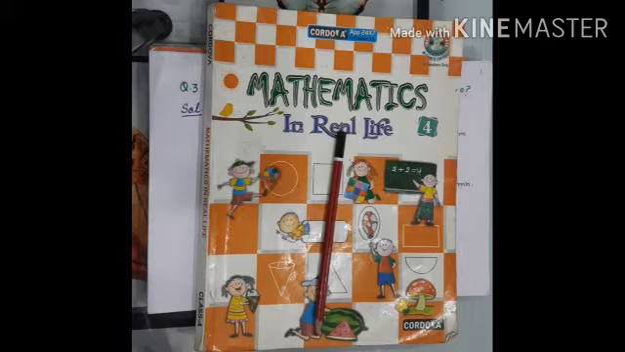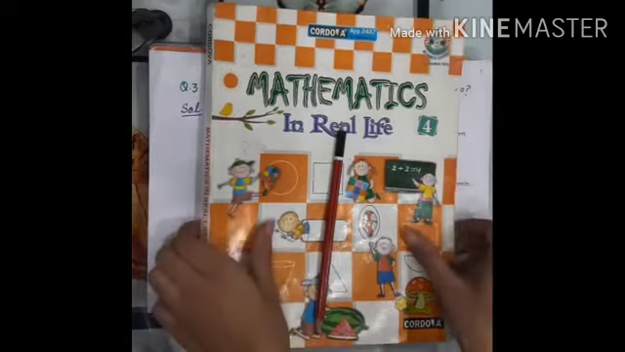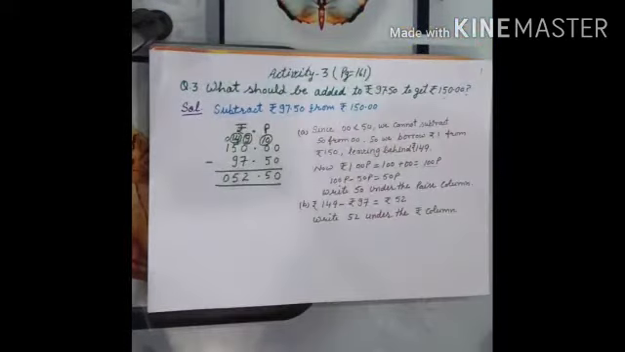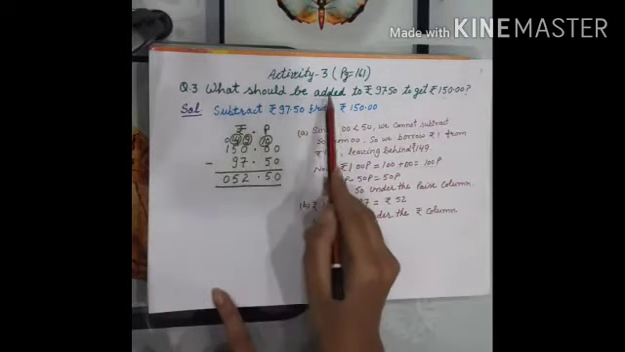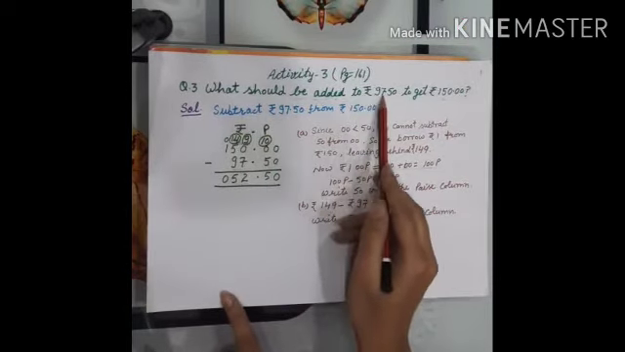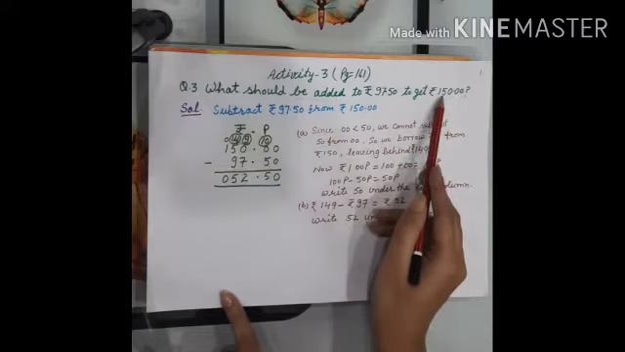Today we will continue chapter 15, money. Last week we learned about conversion of money and addition and subtraction of money. Today we will discuss word problems of money. Now we will continue activity 3. Question 3: What should be added to rupees 97 and 50 paise to get rupees 150?